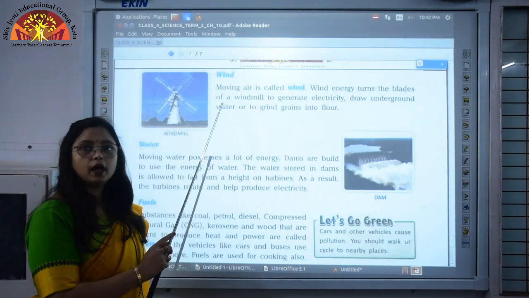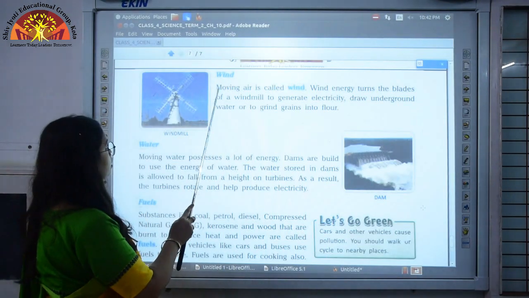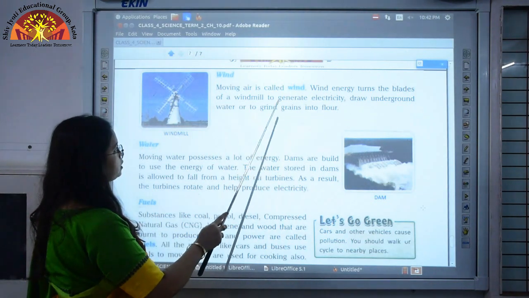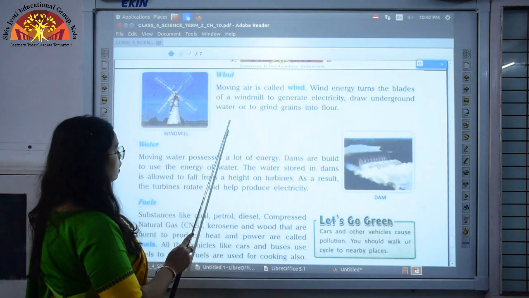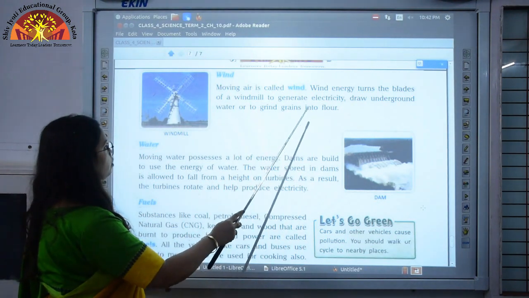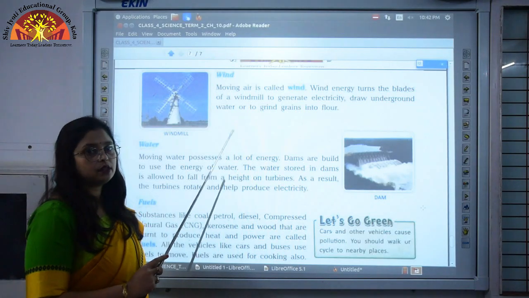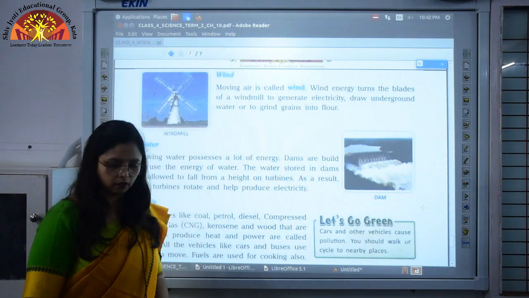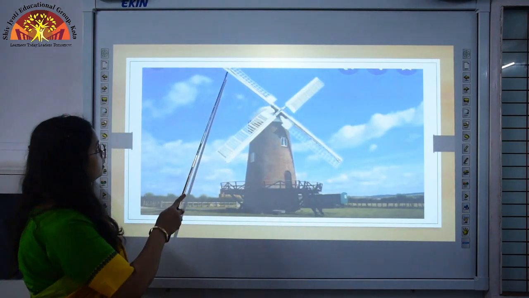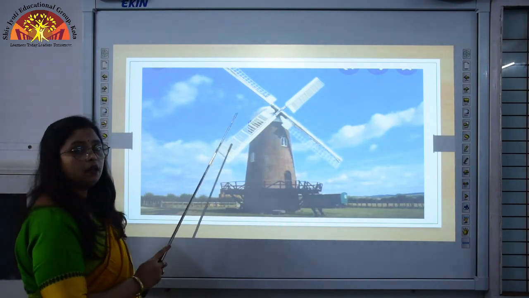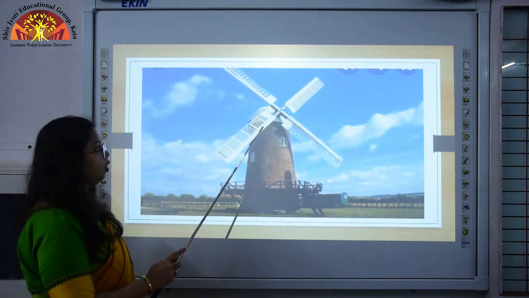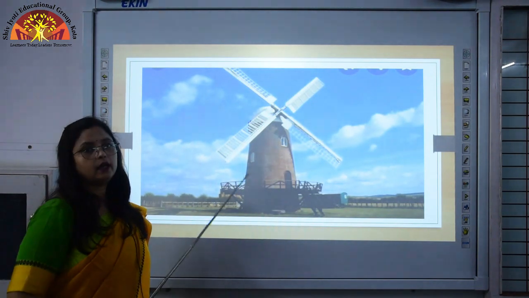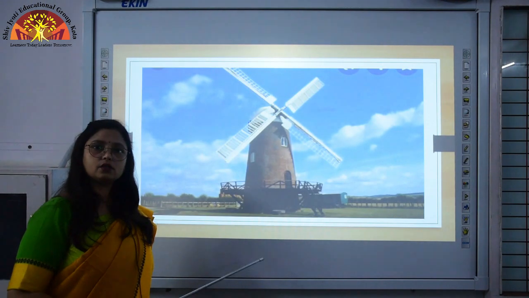Now let us come to another source of energy, it is wind. Moving air is called wind. Wind energy turns the blades of a windmill to generate electricity, draw underground water, or to grind grains into flour. So children, here wind energy is also a very strong form of energy which can move the blades of a windmill. So see children, it is a type of windmill. The blades are here. So by the force of wind or by the energy of wind, these blades are moved, and when these blades are moved or rotated, energy is generated and it is stored.